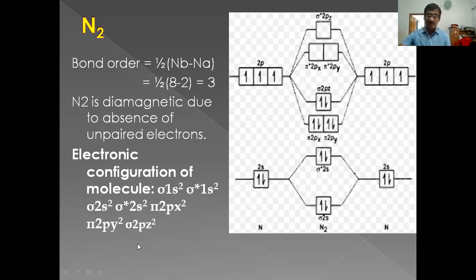Now, in the case of the next molecule, that is oxygen, there is a slight change in the increasing order of energy of molecular orbitals. Here, after sigma star 2s, pi 2px, pi 2py, then comes sigma 2pz. But in oxygen, after sigma star 2s, sigma 2pz is the molecular orbital, and pi 2px and pi 2py are higher in energy than sigma 2pz. Okay, that we can see here.